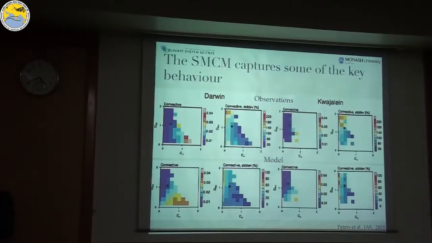This is the CAM6, right? Sorry? Is this CAM6, or which model? Well, this is just an offline version. Okay. So we'll come to implementing this in the GCM in a minute.